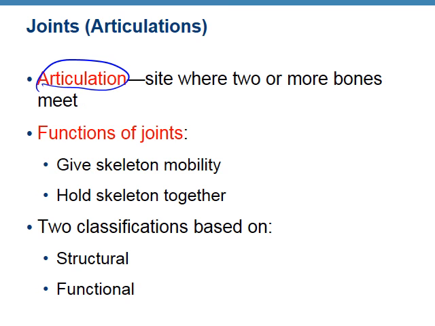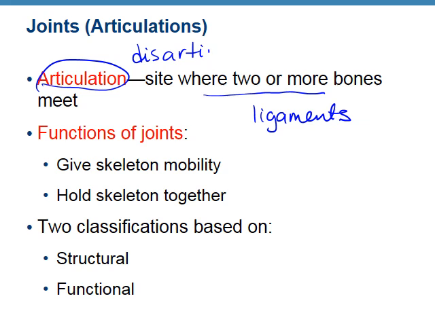Here we have just a basic definition of the word articulation. So it's the site where two or more bones meet. Also remember that ligaments hold bones together. You might also see the word disarticulated, and disarticulated would mean individual bones. So if you're holding just a femur or just a humerus, that's a disarticulated skeleton. If you are looking in lab at the skeleton that's wired together, standing skeleton, that would be an articulated skeleton.